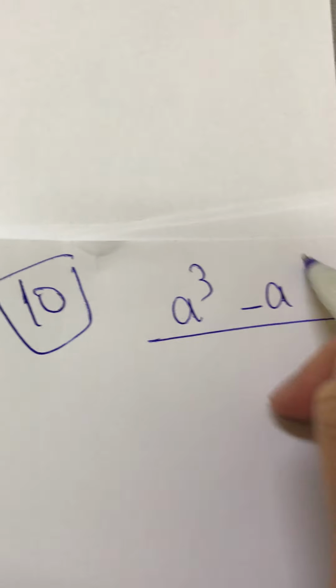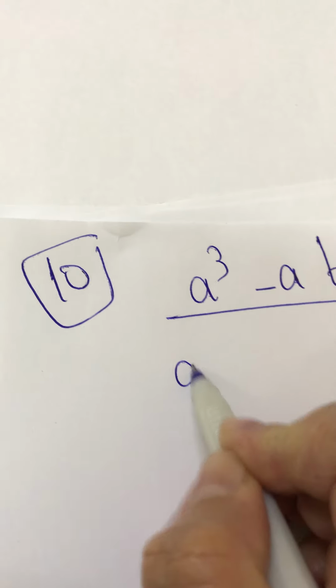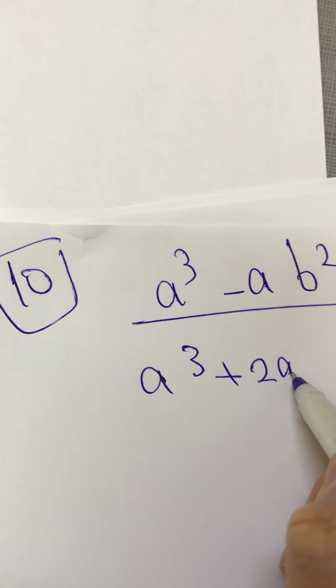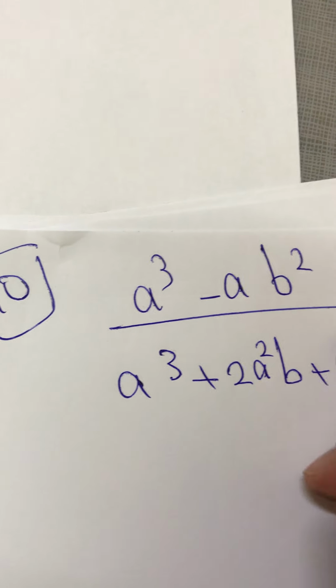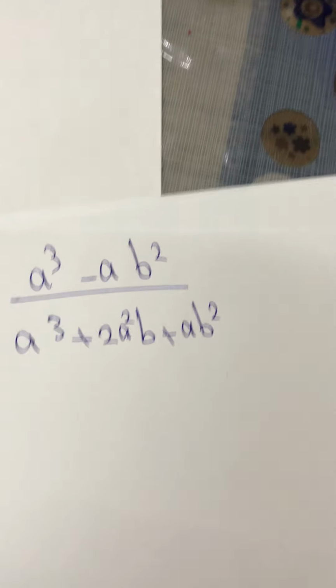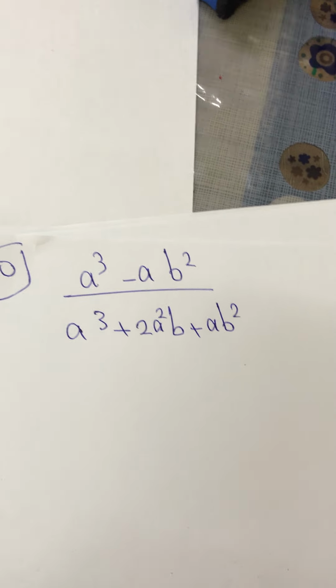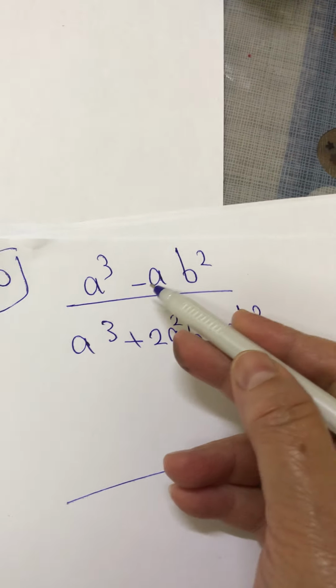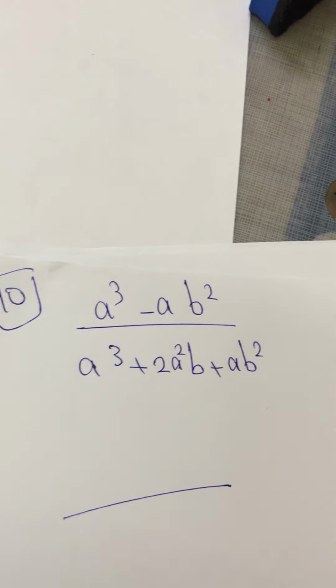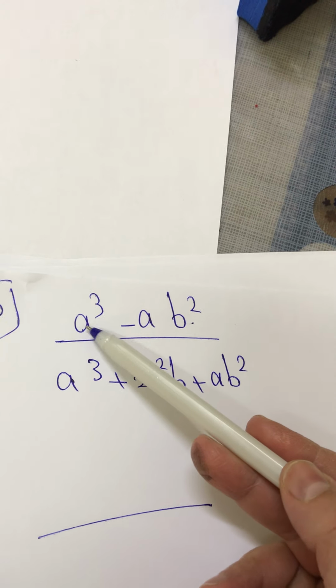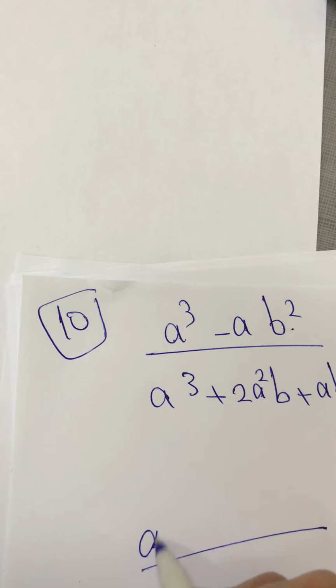Now, I am still in exercise 1 star, page 363. I'll solve number 10. In number 10, I have a cubed minus ab square over a cubed plus 2a square b plus ab square. Attention, I said we have to factorize in the beginning. Up, I can take a common factor, which is a, but I can't take b because I have b here and don't have b here. So I'll take a with the least power.